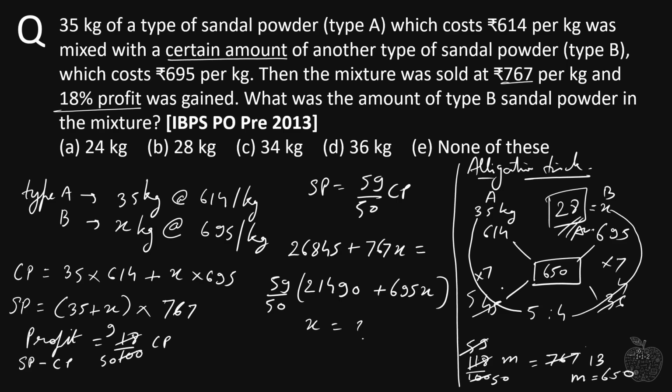Now this is the allegation trick. When we solve this entire equation, we'll again get the value of X, which is equal to 28. You can do it yourself to verify this. Okay, so X is equal to 28. This is our required answer. So here option B is the correct one.